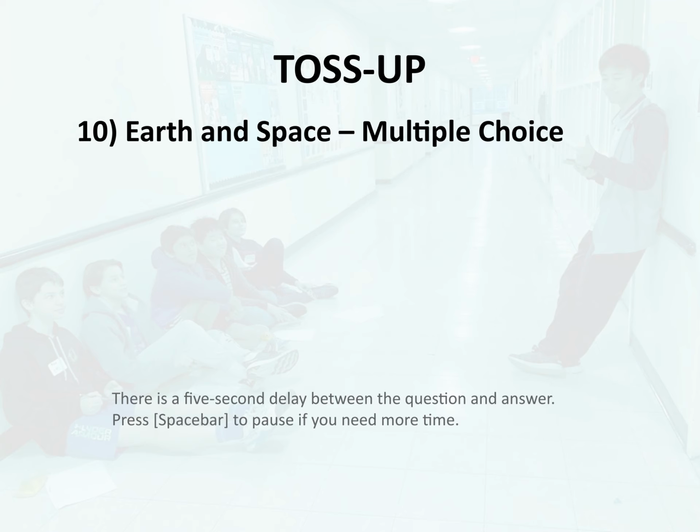Toss-up 10. Earth and space, multiple choice. If you were looking at isobars on a weather map showing high latitudes and high altitudes, which of the following would indicate the fastest wind speed? W. 4 millibar lines over a 100 km spacing. X. 4 millibar lines over a 50 km spacing. Y. 2 millibar lines over a 100 km spacing. Z. 2 millibar lines over a 50 km spacing.